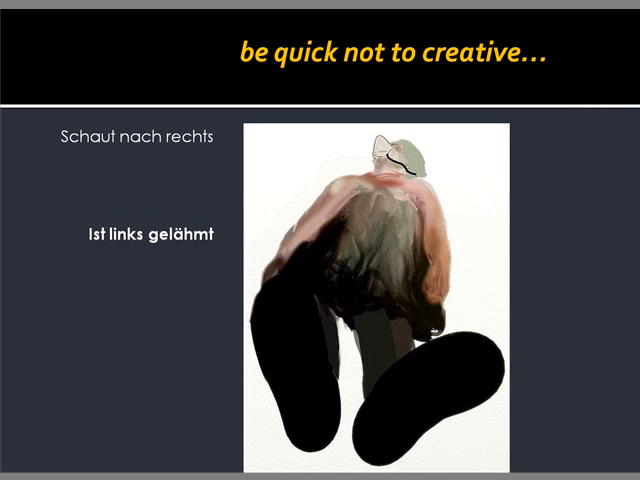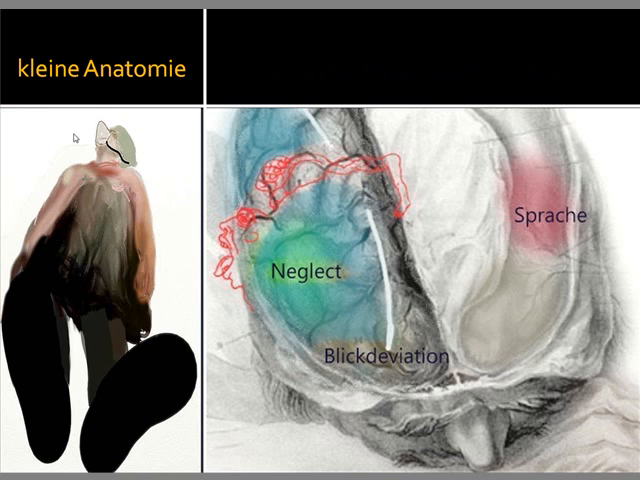So this is the typical pattern I want to show you. Head deviation to the right and hemiparesis on the left side. The head deviation to the right comes because the frontal eye field is affected. The hemiparesis on the left comes because the hand and the face are very largely represented on the motor cortex in the middle cerebral artery territory.